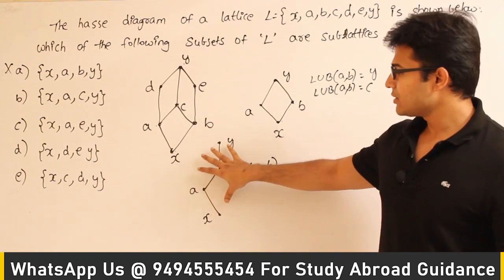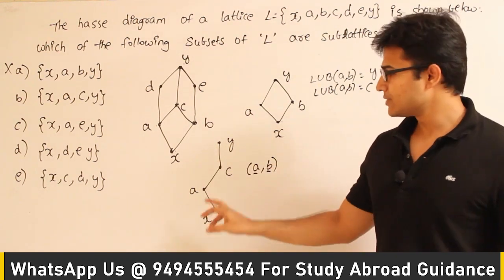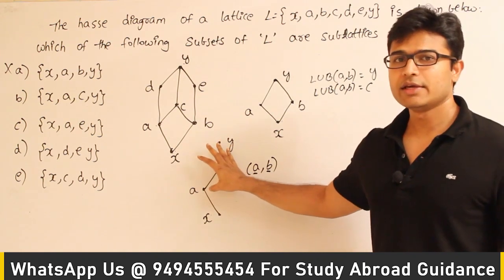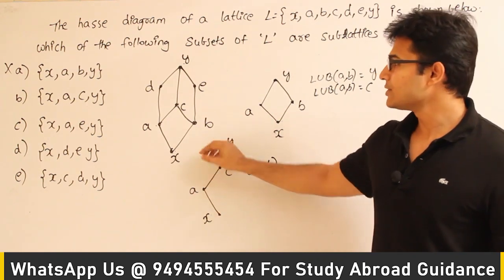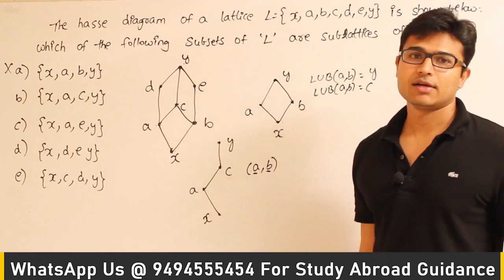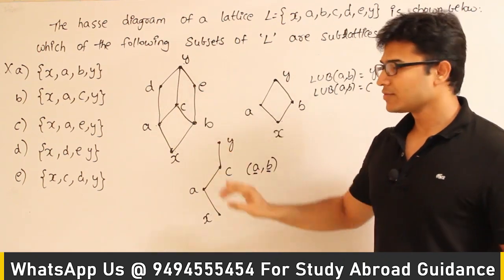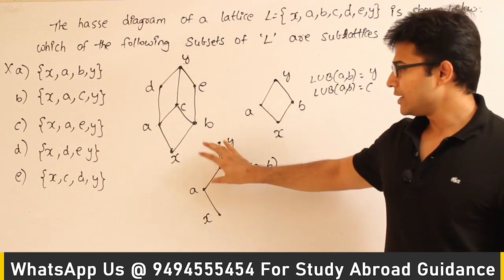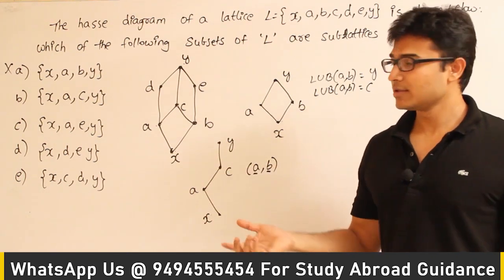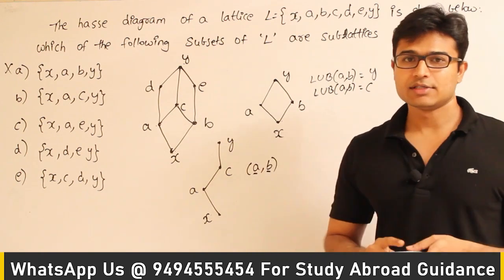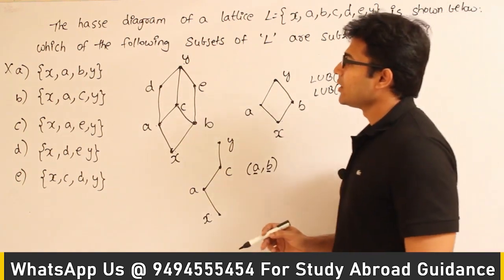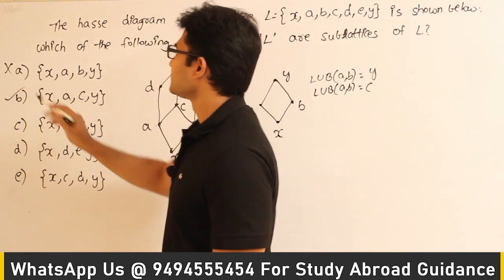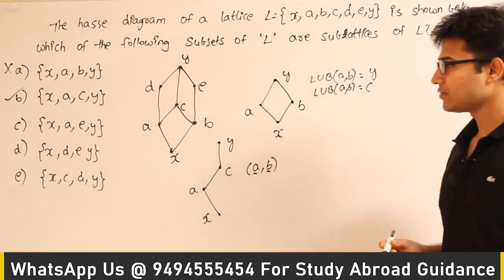So in fact you can take any two elements and we can see that the GLB, greatest lower bound, and LUB are same in both the diagrams, right? So in the original as well as this one, they are same. So we can say that it is a sublattice. It is already a lattice, now it is a sublattice. The reason is they are having the same GLB and LUB. So it is definitely a sublattice. What about the next one?